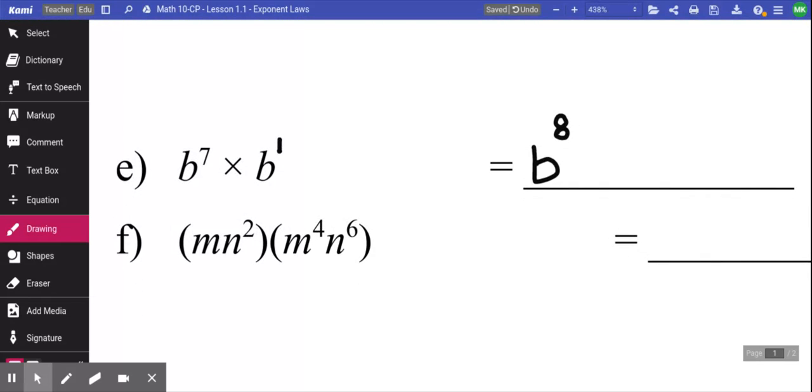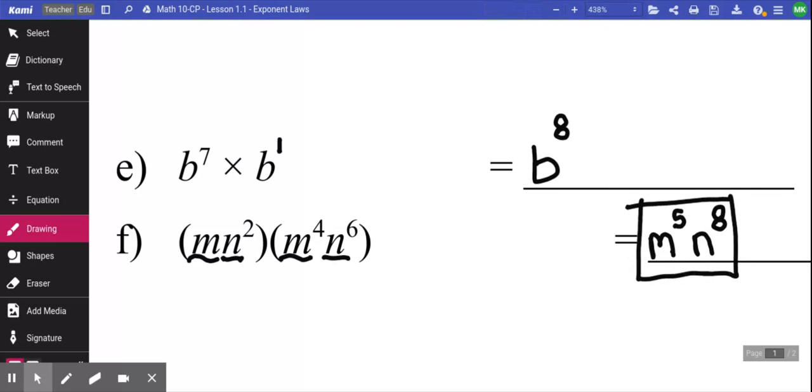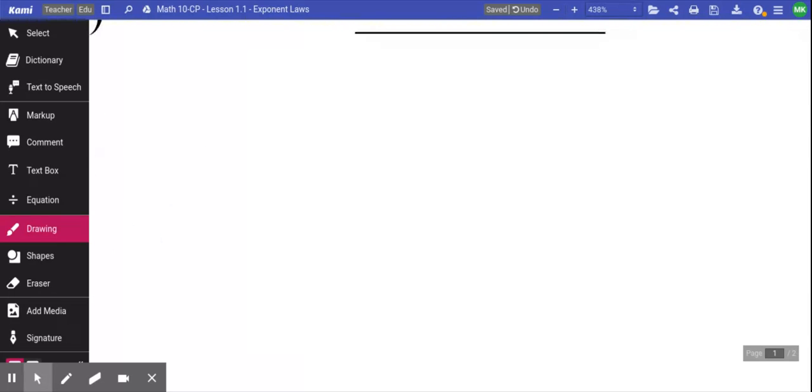Wonderful. F, which I think is actually on the top of the next column for you. If I'm matching those up properly, the m's go together. So m to the power of 1, m to the power of 4 becomes m to the power of 5. I have n to the power of 2, n to the power of 6 becomes n to the power of 8. I'm not sure why my files kind of changed the way it looks when I open it up, but it did. So you have m to the 5, n to the 8. Cool.